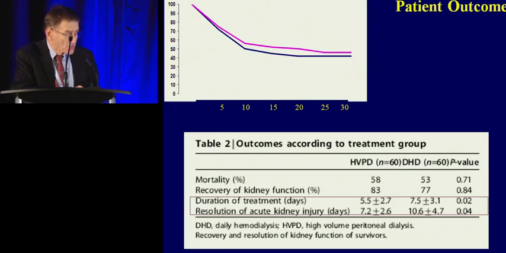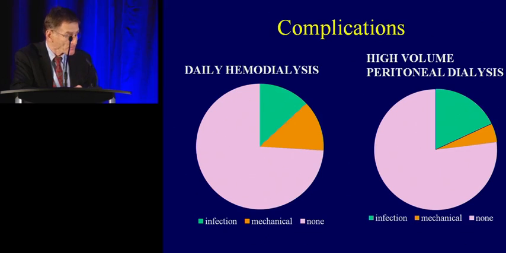But if you look at table 2, and this is the part that's really interesting, in the box I've highlighted what I think are the significant findings. The treatment duration was less in the patients getting high volume PD, and the resolution of acute injury occurred more rapidly in this group of patients. So that's a really crucial finding in this study. Mortality rates are the same, recovery of renal function is the same, but there's less dialysis required in the patients receiving high volume PD. Complication rates are shown here in terms of infection and mechanical complications. They're not different in the two groups.